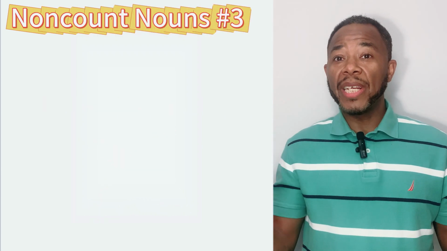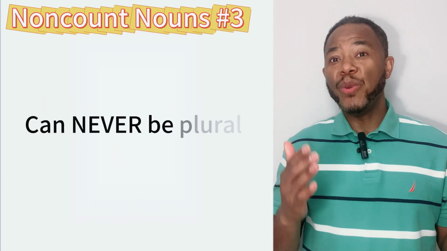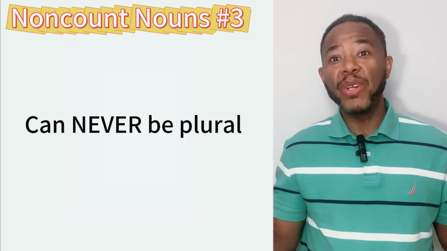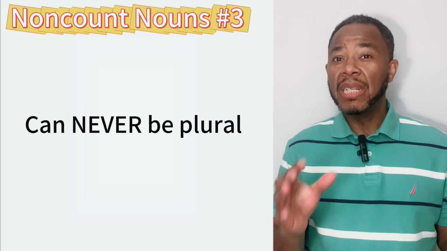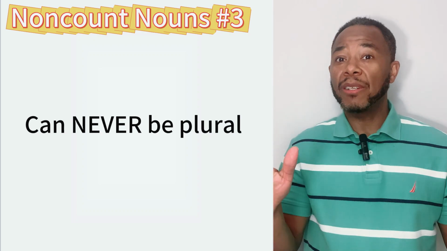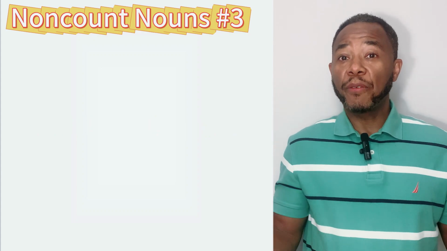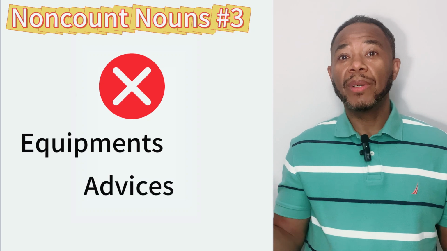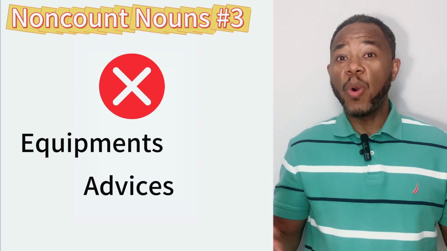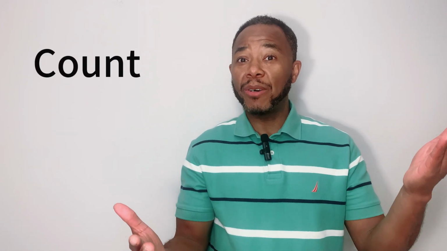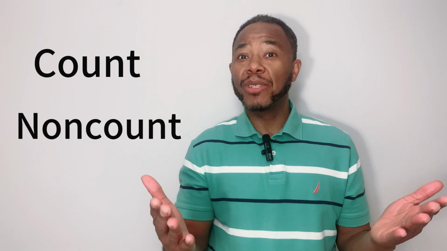The third rule that you need to know is that non-count nouns can never be plural. They do not have a plural form. Some of the words have S at the end, but they are not plural. For example, you cannot say equipments or advices or homeworks. I hope you understand now the difference between count and non-count nouns.